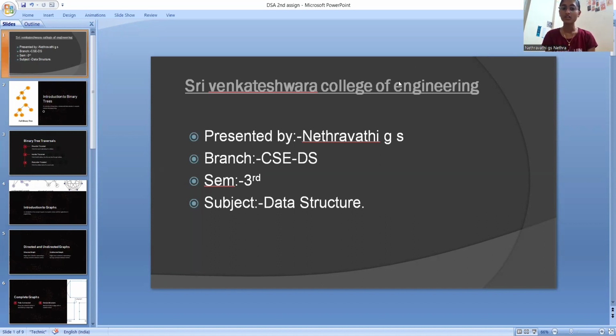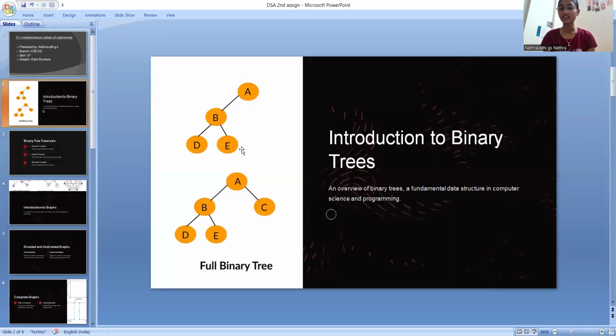Today I'm going to do a presentation related to the subject of data science, and my topic is binary tree and graph. Firstly, I'll go with the binary tree. This is an introduction to the binary tree, a fundamental data structure in computer science and programming. It's a basic concept that we're going to learn in computer science and programming languages. On the slide, I try to show a full picture of a binary tree.